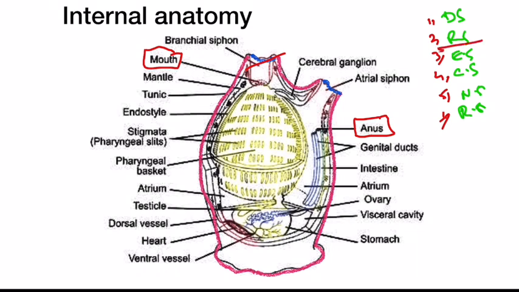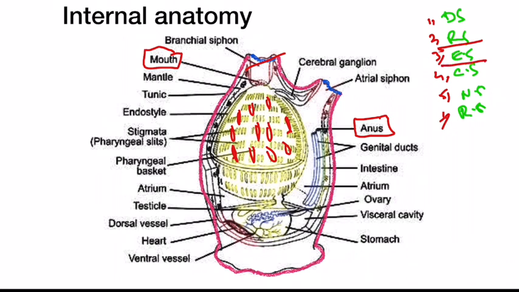Then the respiratory system. The respiratory system is primarily performed by the gill slits, and the gill slits are present on the pharynx wall. On the pharynx wall we see the vertical slits, and all these vertical slits are called gill slits. These gill slits perform respiration in the adult Herdmania. They are primitive respiratory organs in the adult Herdmania.